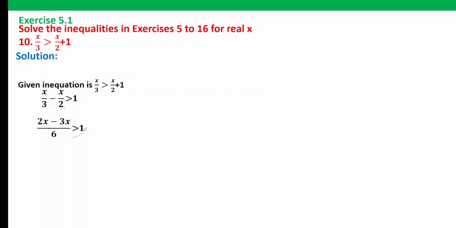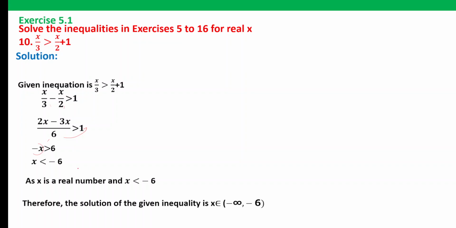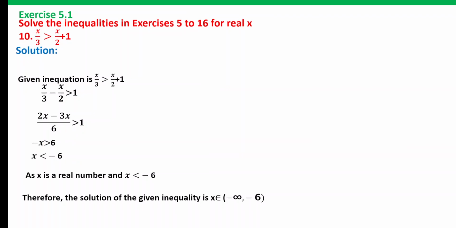Now transpose 6 to here. So 2x minus 3x is minus x. So minus x is greater than 6. Now to change the sign of the minus, let us multiply both sides with minus 1. Then this sign will change. Therefore, plus x will be less than minus 6. As x is a real number and x is less than minus 6, the solution is x belongs to minus infinity to minus 6.